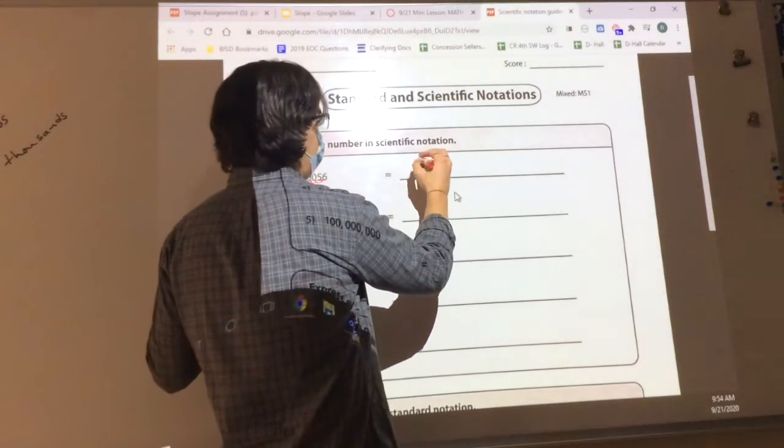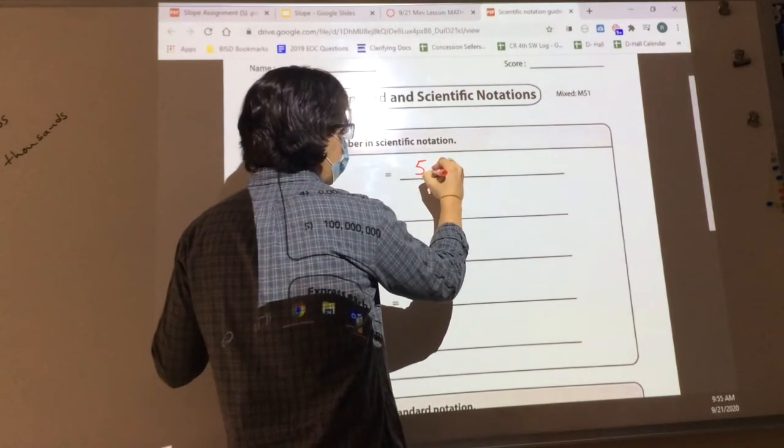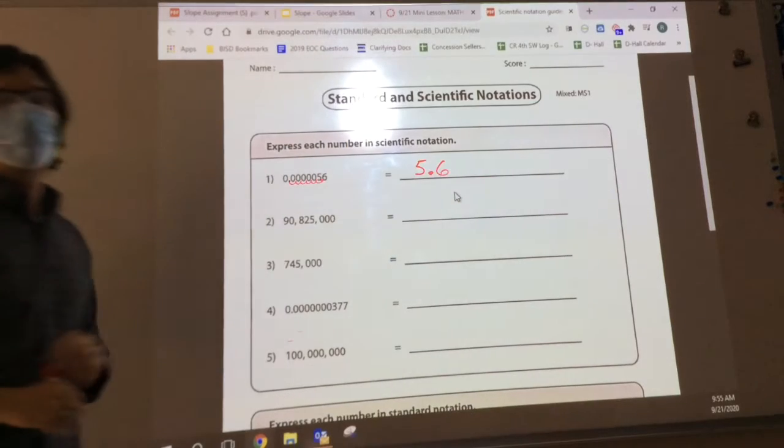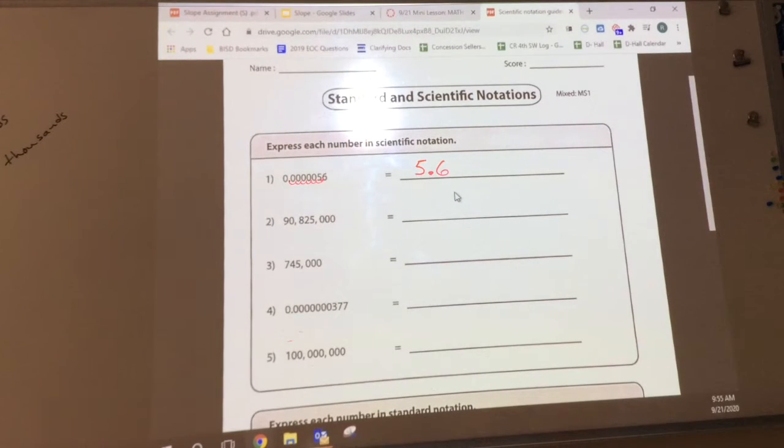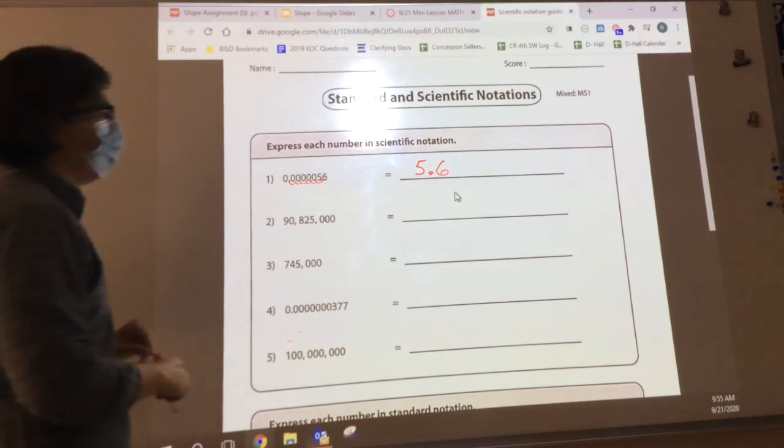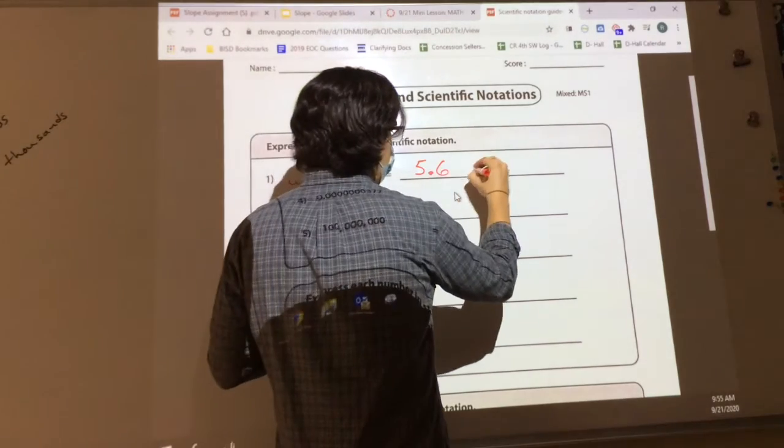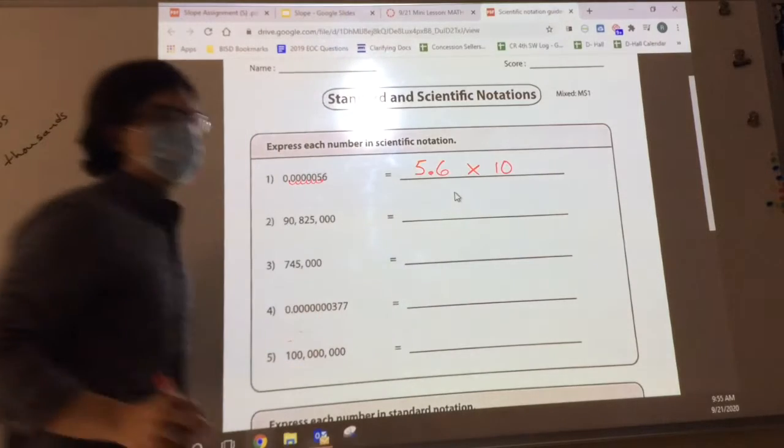So can we all agree that my number is going to be 5.6? And what am I going to multiply that 5.6 by? Can anybody tell me that? Josh, you're on a roll. Let's do it. 10. Times 10. Everybody okay with that step so far?